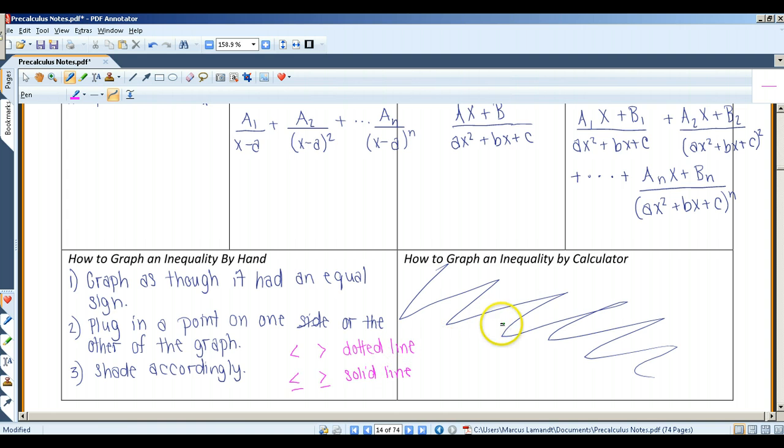And when graphing on a calculator, I don't think the TI-83s actually have the function that allows you to shade. If it does, I'm not sure how to do it. So basically you would just graph the regular equation as though it had an equal sign, and then you would proceed just as though you were graphing it by hand. So there isn't too much difference graphing by calculator or by hand. And that's all for Unit 11.